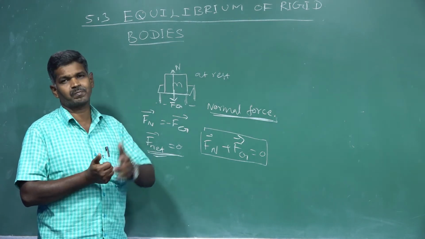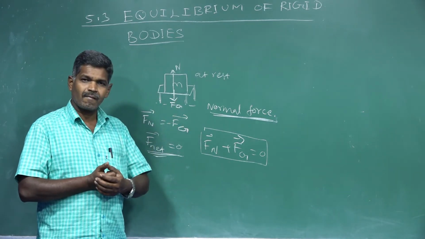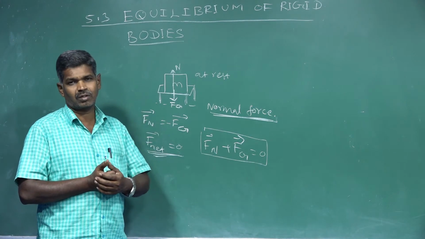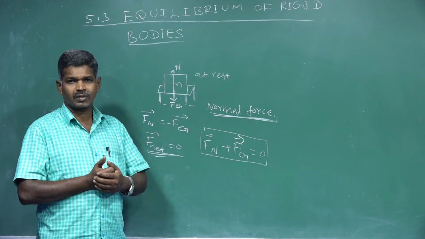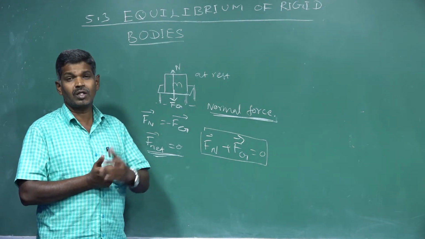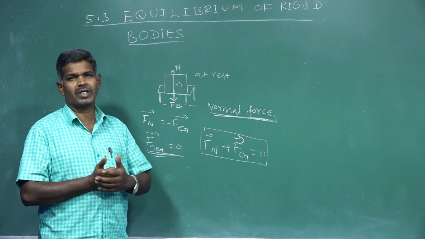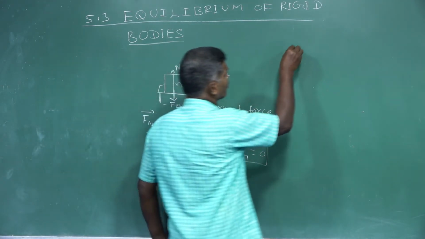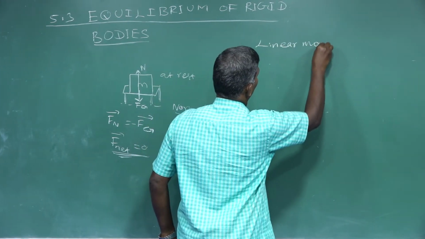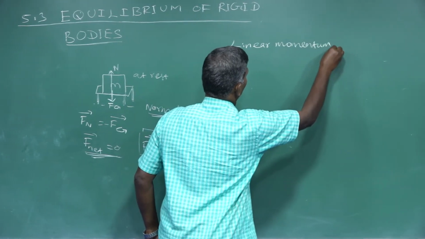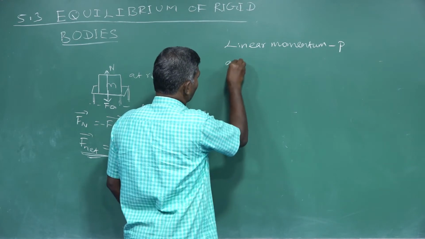So in general, any object may make translation motion as well as rotational motion. There, for the equilibrium state, we have two physical quantities: linear momentum, which can be represented as a small p, and angular momentum.